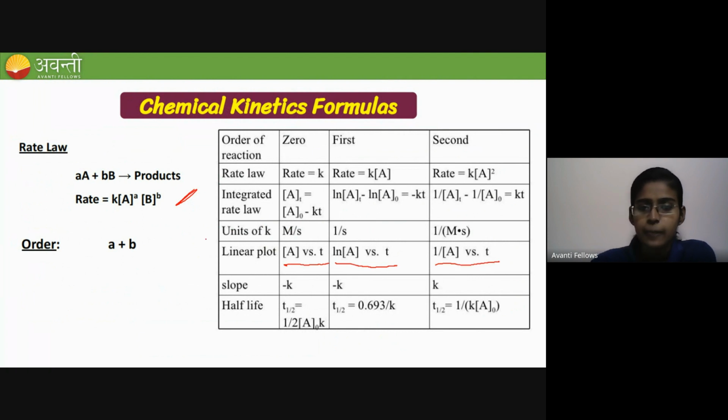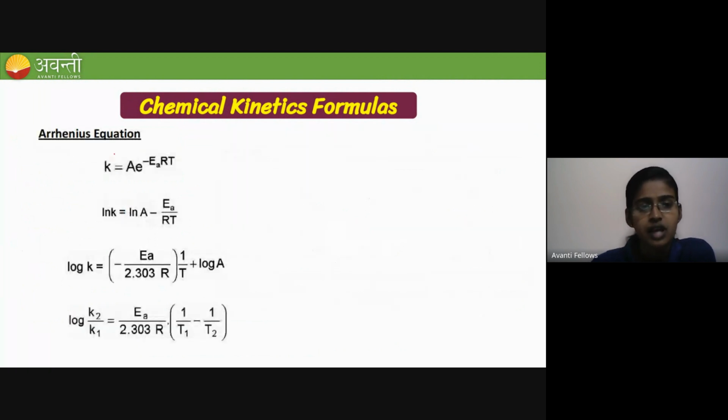Okay. And the slope equation, slope for each order. And the t-half relation for each order. So you have to concentrate more on the zero order reaction, first order reaction. Second order is very rare only. Okay. Concentrate more on first and second order. Sorry, zero and first order. Then the next is Arrhenius equation. Arrhenius equation is very important.